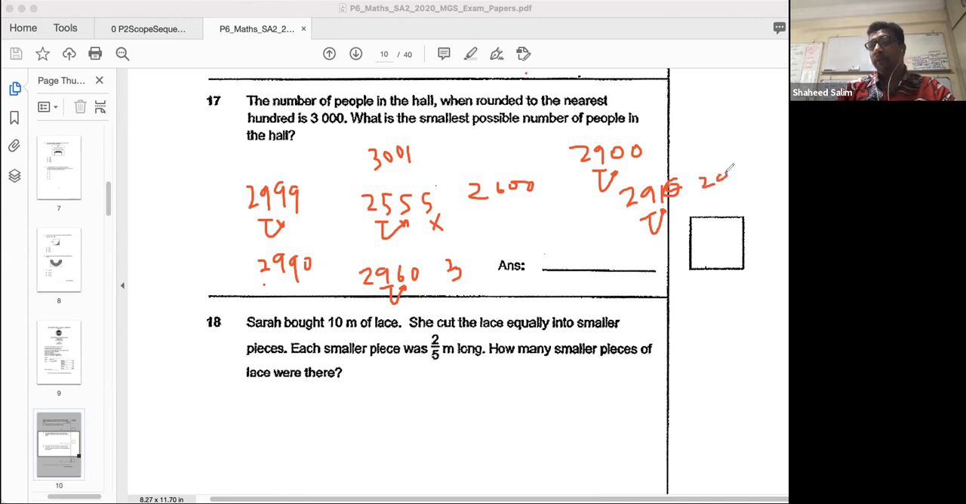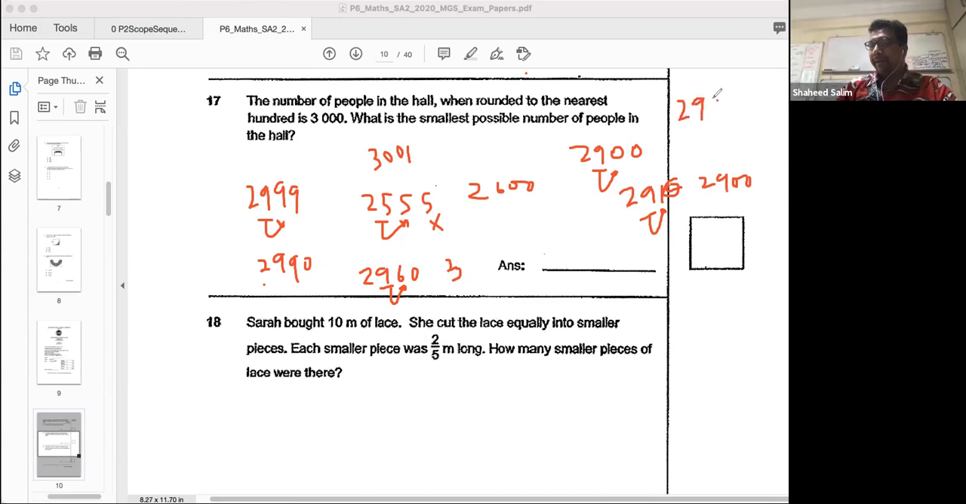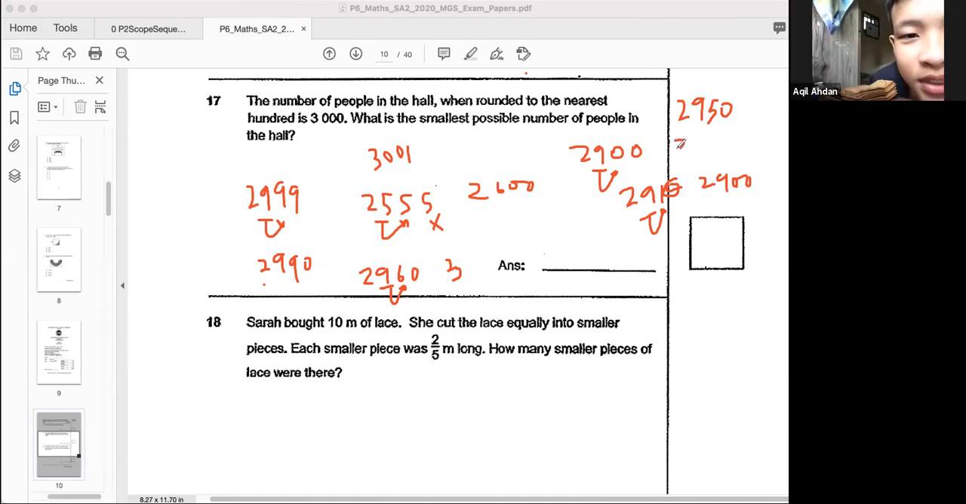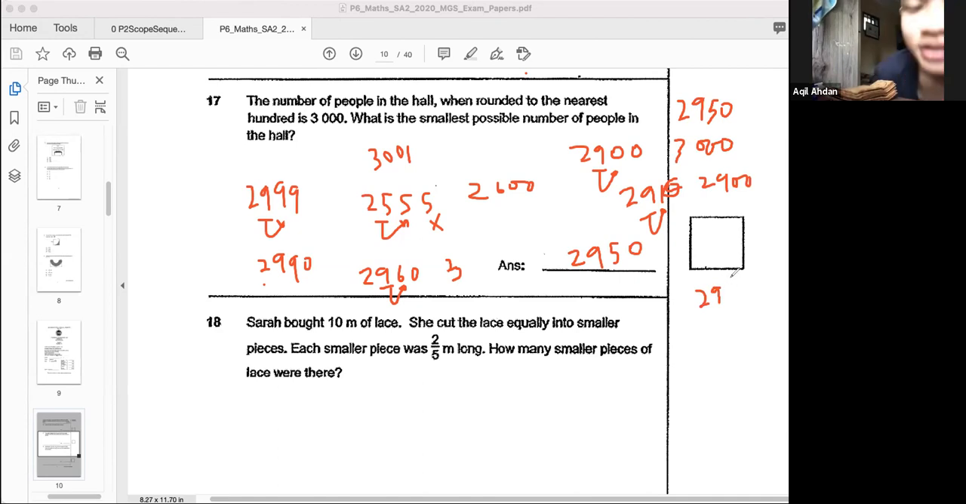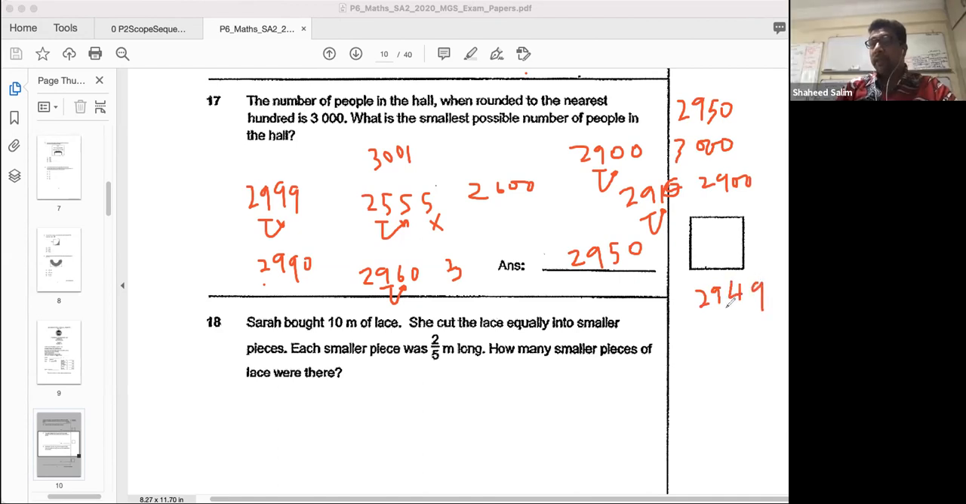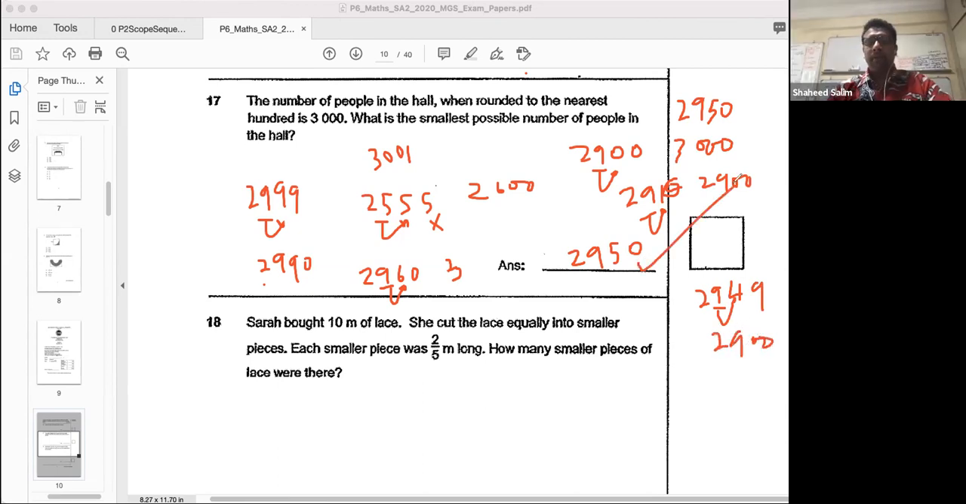Oh, so 2950. Now you are getting it. Why 2950? Because this one makes you plus 1, right? So it becomes 3000. Correct. This is the smallest. How do we know it's the smallest? You try one number less, 2949. You see down here, you underline, you look at the next one, you don't plus 1, it becomes 2900. So this is the smallest number. So don't think that it always must be bigger than 3000. It can be smaller.